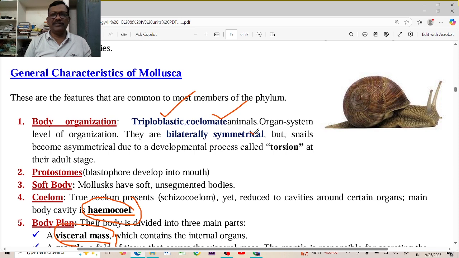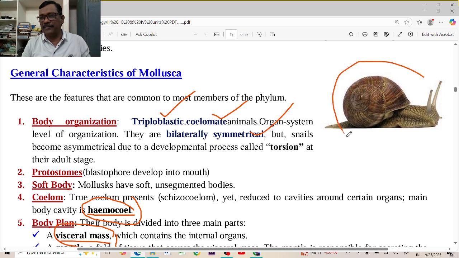These are also bilaterally symmetrical animals. But in this organism we cannot see the bilateral symmetry in the adult, because of the torsion, the folding of the organism. The adult snail can show asymmetry due to the torsion. We will discuss the torsion later. But the larval stage exhibits bilateral symmetry. Bilateral symmetry started in the platyhelminthes onwards, and all the higher order organisms show bilateral symmetry.